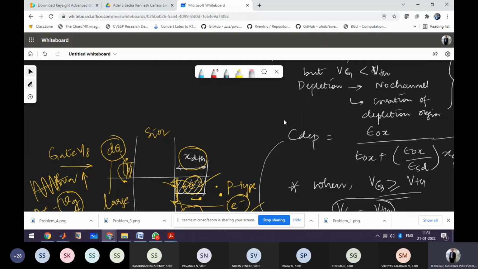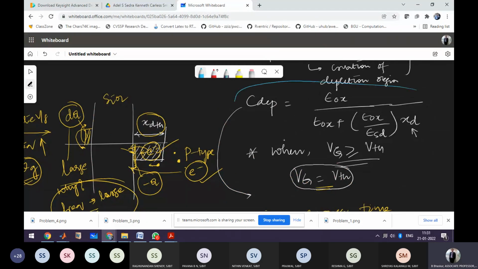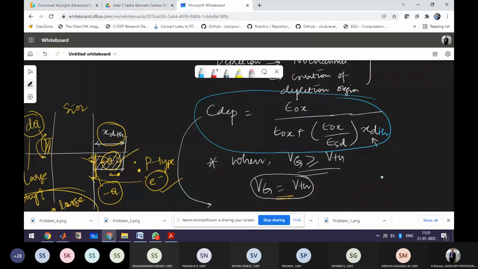What happens to this depletion capacitance? So what does the depletion capacitance do? This becomes XDTH. In this space charge region the electrons are not moving at all, and the ions are not releasing electron hole pairs. Within the space charge region, EHP is not getting created. So is the case with electrons outside. So nothing is getting disturbed.